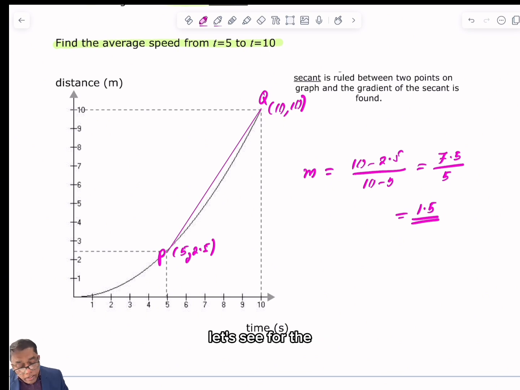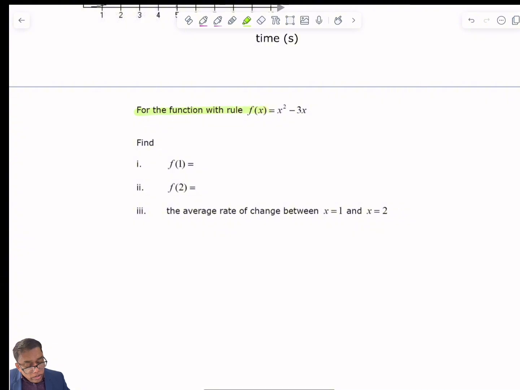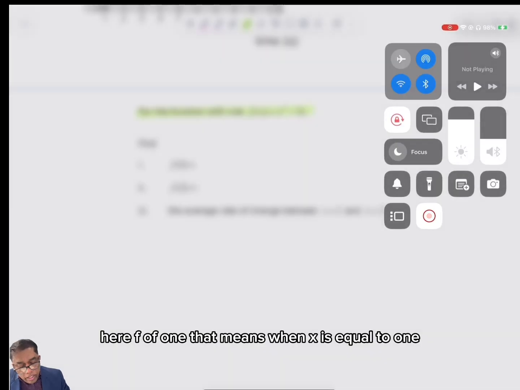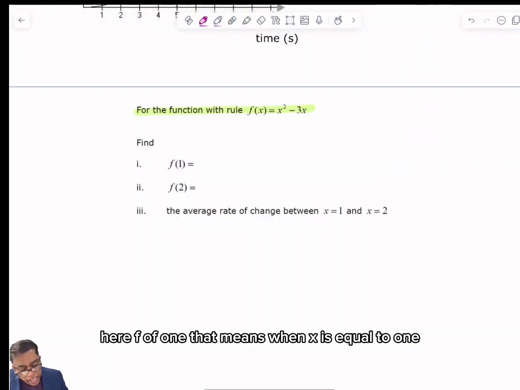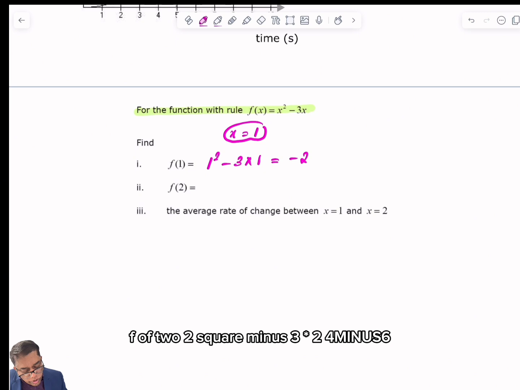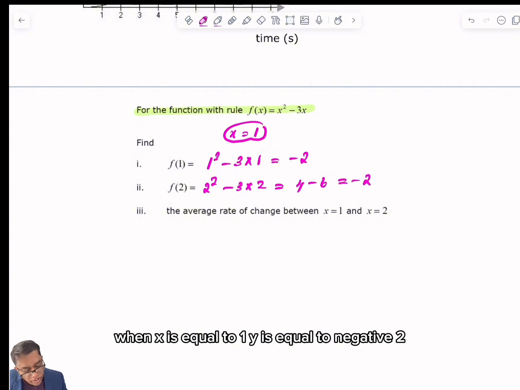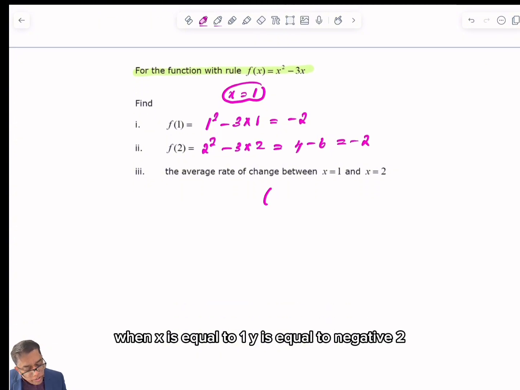Let's see. For the function with the rule f(x) equal to this one, here f of 1, that means when x is equal to 1, this is the input. What is the output? 1 squared minus 3 times 1, it is negative 2. f of 2: 2 squared minus 3 times 2, 4 minus 6, it is again negative 2. When x is equal to 1, y is equal to negative 2. When x is equal to 2, y is equal to negative 2.